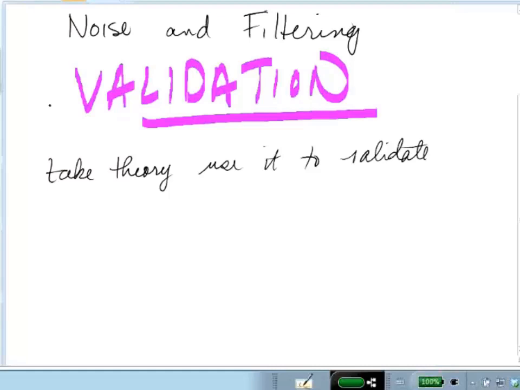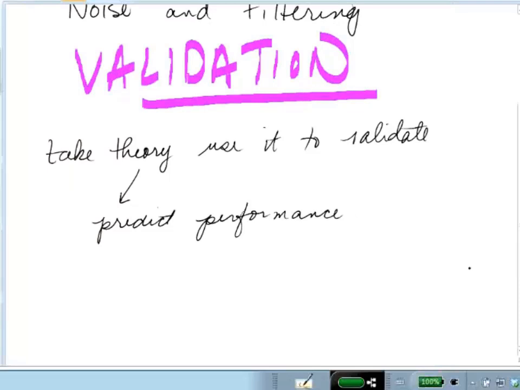So when we're talking about noise and filtering, we're also going to be taking the theory and letting us predict performance. And of course, when we talk about performance in a digital communication system, there's really one key figure of merit above all others that tells us about the performance of our system, and that is the bit error rate. So we'll be focusing a lot on how to calculate the bit error rate for a system, known of course as BER.